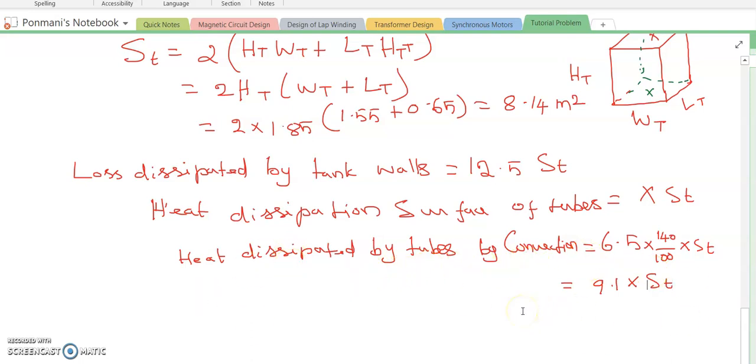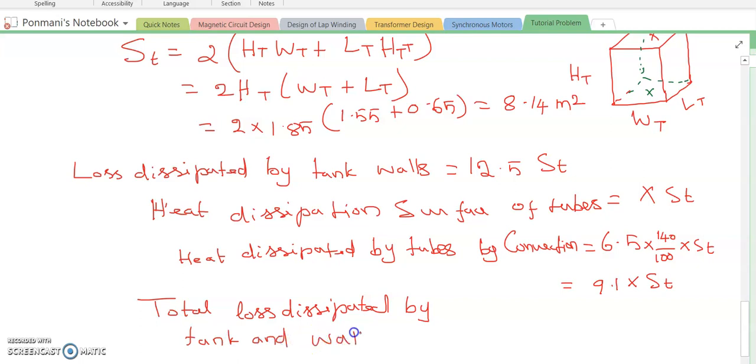Okay. So now the total heat dissipation. So I am writing total loss dissipated by tank and wall, both considered, is equal to 12.5 times of ST, and by tubes it is 9.1 x times of ST. Okay.